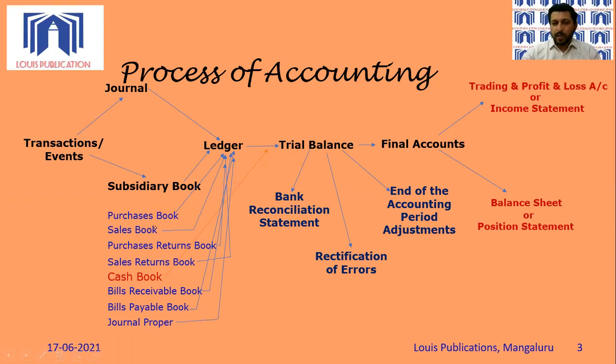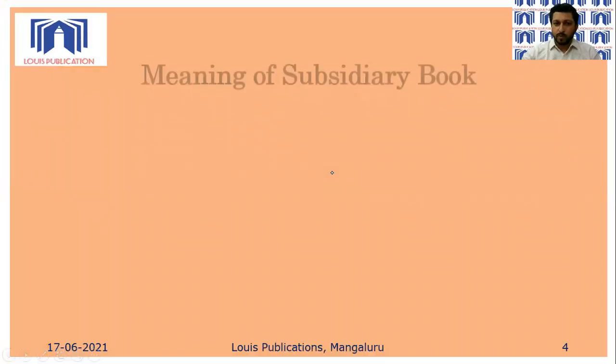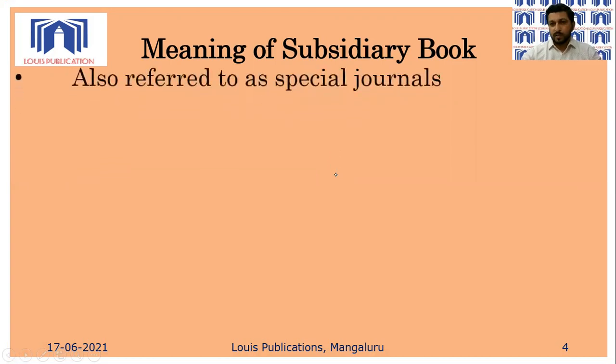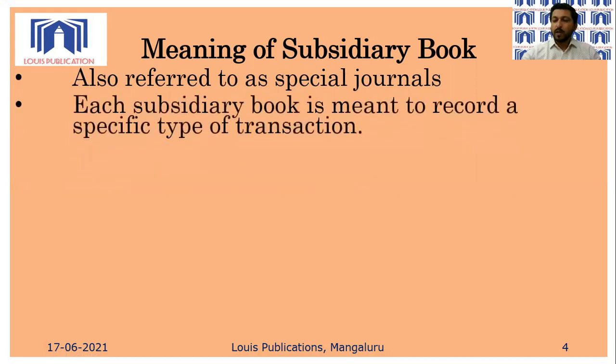So remember. Let's understand this concept of subsidiary book. Now, what is subsidiary book? Subsidiary book is also simply referred to as special journals. Why is it called a special journal? Because each subsidiary book is meant to record a specific type of transaction.